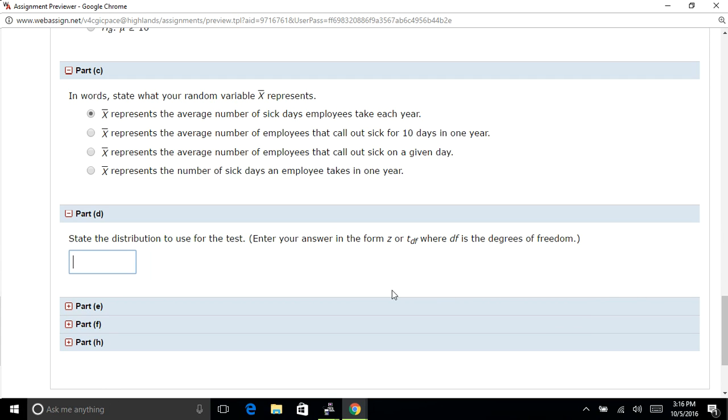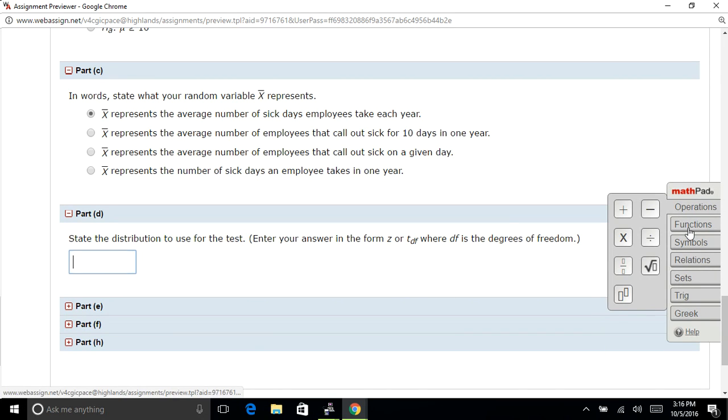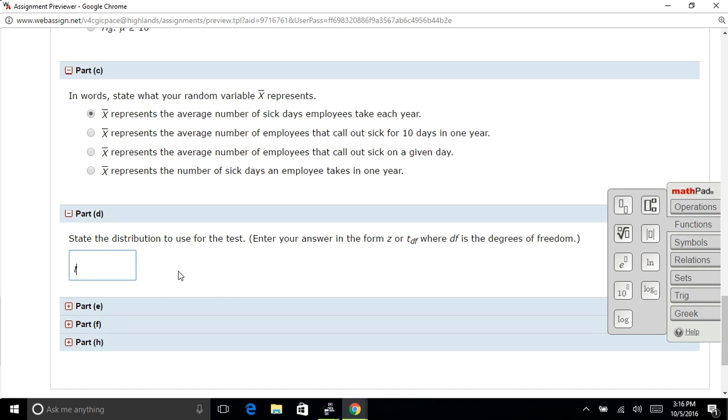So I'm going to go down here, click in the box, and hit function. I'm going to have to put it in this format. The first thing I have to do is T, and then I have to lower it, because I've got to do degrees of freedom. For this, your degrees of freedom is your sample size minus 1. So for me, it's going to be T to the 7. Because if I look at that, I know it's a T distribution, and my degrees of freedom are 7.